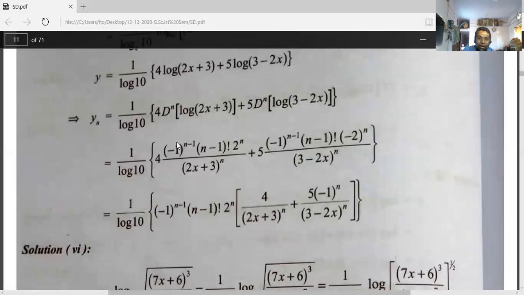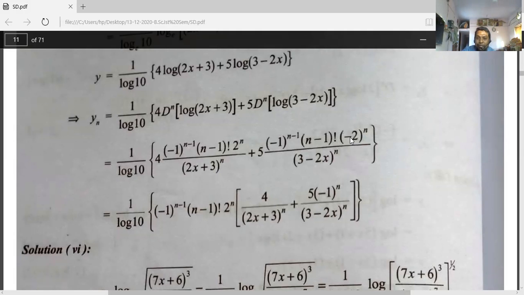Here you see you can take this as common: minus 1 to the power n minus 1 into n minus 1 factorial, and 2 to the power n you can take as common. If you take 2 to the power n as common, you get 2 minus 2, which you can write as minus 1 into 2. So you get minus 1 to the power n into 2 to the power n. That's why here we write 5 into minus 1 to the power n divided by 3 minus 2x to the power n, and this will become the same. This you take as common, and the remaining is this. Okay, there is no problem here.